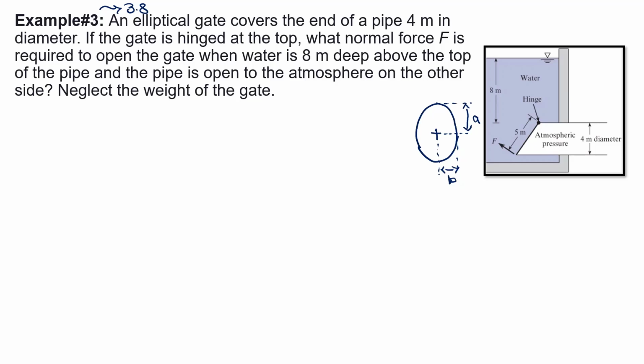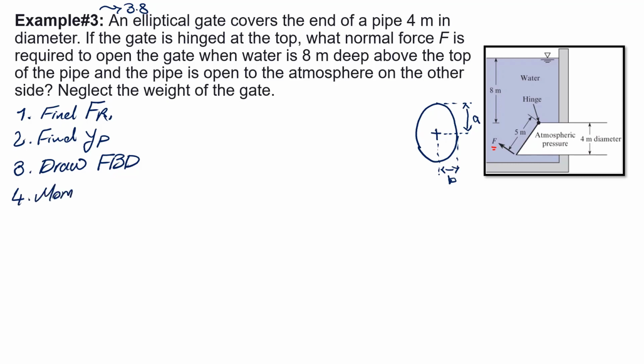So I'm going to strategize what I'm going to do in this problem. The first thing is to find FR, the resultant force, as a result of the pressure distribution. Number two, I'm going to find the location of FR, or YP. And number three, I'm going to draw a free body diagram because force F is involved. And then finally, I'm going to write the moment equilibrium about the hinge.